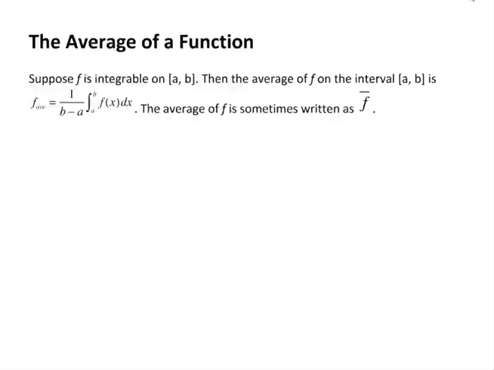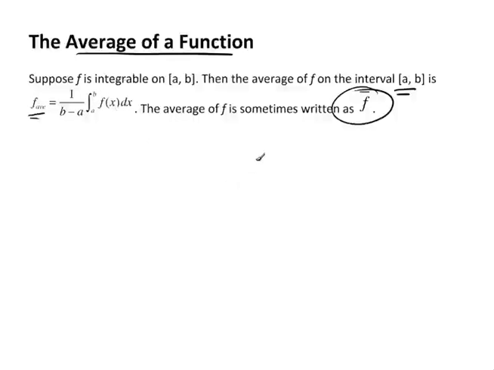Let's take a look now at what's known as the average of a function. Suppose f is integrable on the closed interval a to b. Then the average of f on this interval, I want the average of the function over this interval, is denoted f sub AVE for f average, sometimes written as f bar with a little bar over top of the f. It's equal to 1 over b minus a times the integral from a to b of f of x dx.